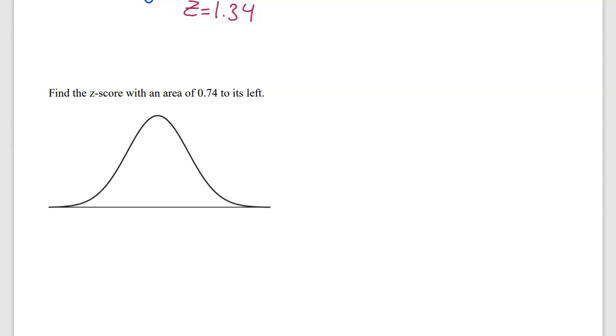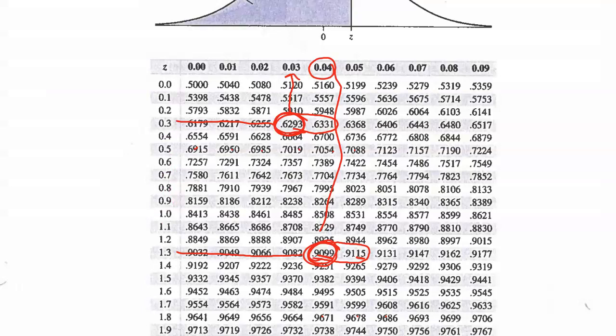We want to find a z-score with an area of 0.74 to its left. So here's 0. And I start shading. Well, here is half, 0.5. And I want a little bit more. So my z-score is going to be over here somewhere. And I shade to the left. So since I'm shading to the left, I can just look up a 0.74 on here. And I'm going to erase all of this to get it out of my way.